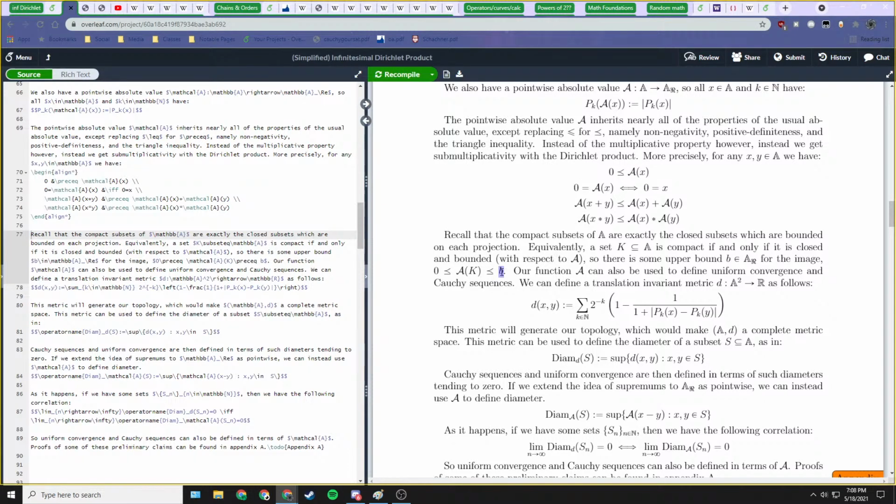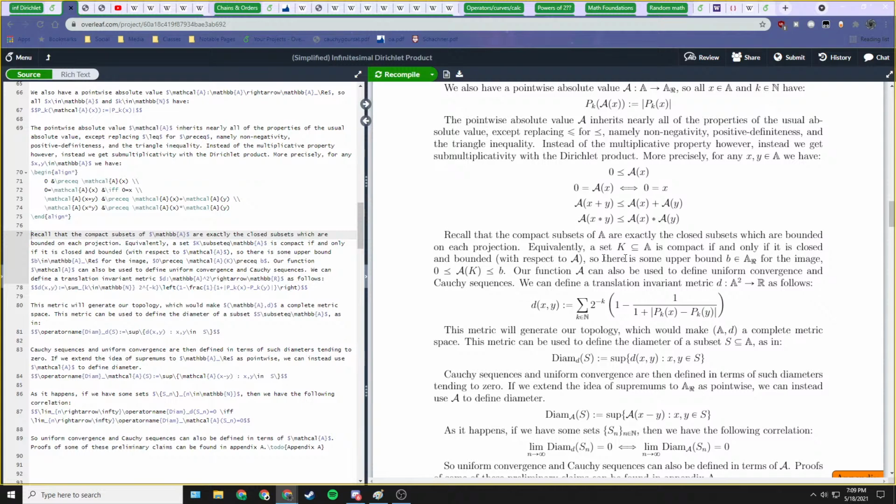If there's some b where every single object in this projection is bounded by b, then the set is bounded. It's bounded on every index. And if our K set is bounded by b when you apply the a function, and also it's a closed set, then it's compact. And if it's not bounded by b, or if it's not closed, then it won't be compact. It won't be sequentially compact.